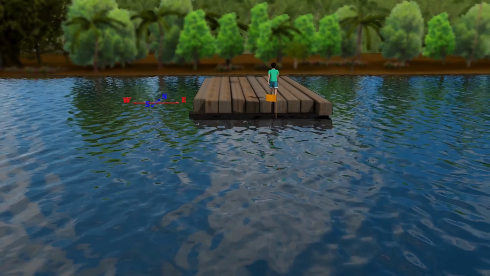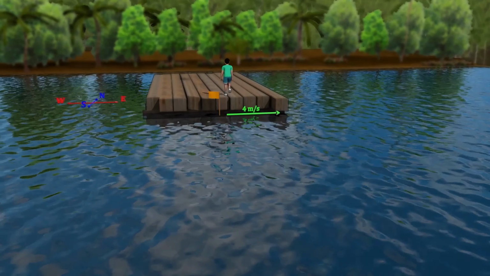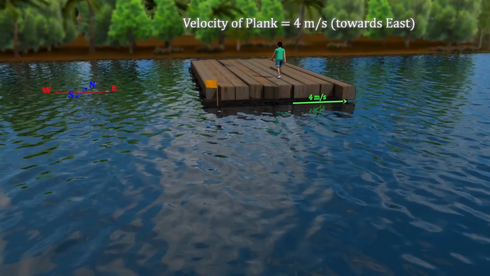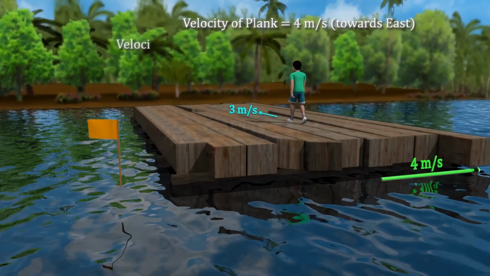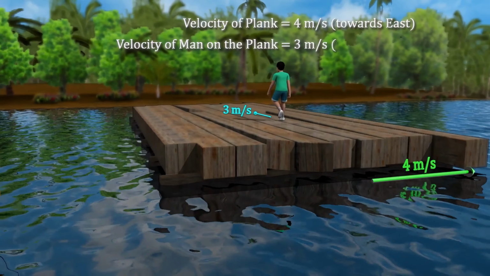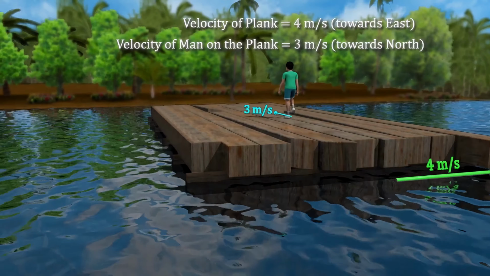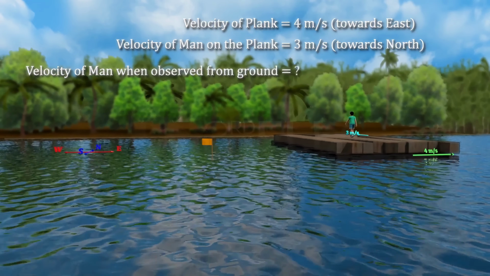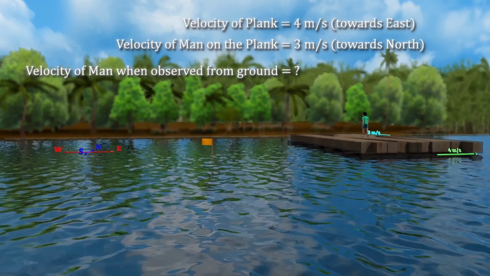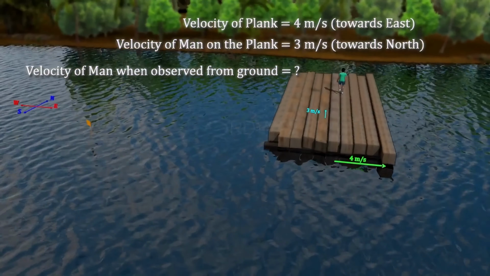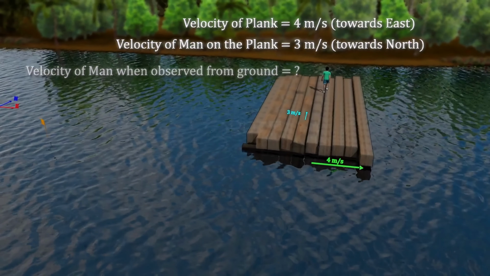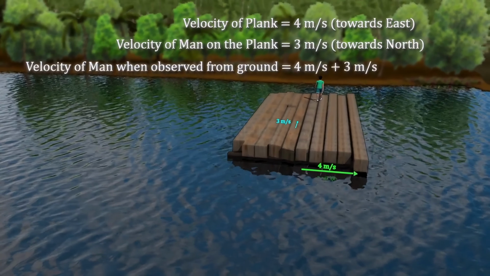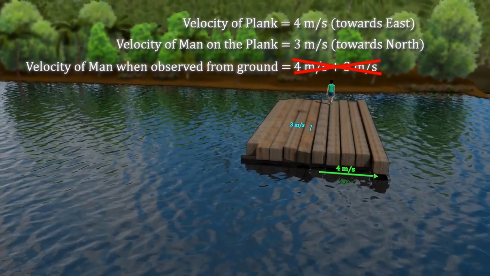Let us look at another example. A plank drifts towards the east at a speed of 4 meters per second, while the man on the plank facing north moves with a speed of 3 meters per second. What is the velocity of the man when observed from the ground? We need to add the velocity of the plank to the velocity of the man on the plank to get the resultant velocity of the man. But this cannot be done algebraically.